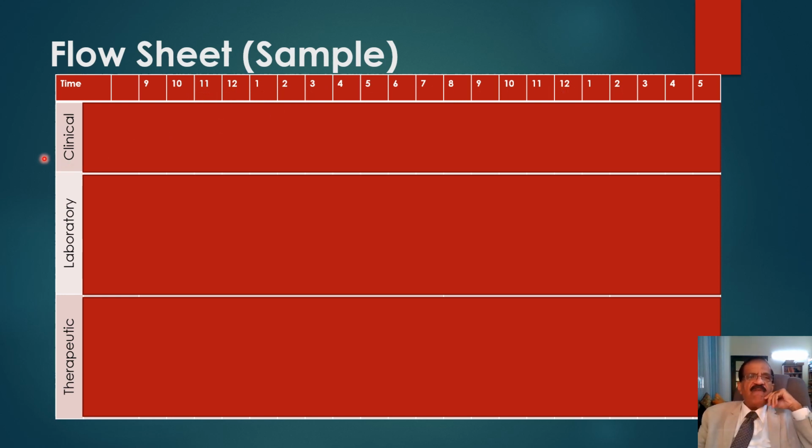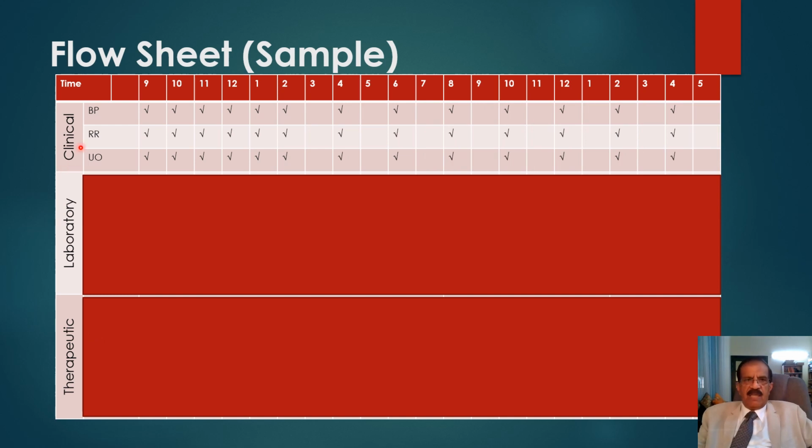And then we have clinical flow sheet, you have laboratory flow sheet, you have therapeutic flow sheet. This means you have the monitoring of clinical signs and you note down here, and then laboratory abnormalities as you receive laboratory tests, enter them here, and therapeutic flow sheet, then you decide what is to be administered at what time. So all three can be on one paper or there could be three separate sheets.